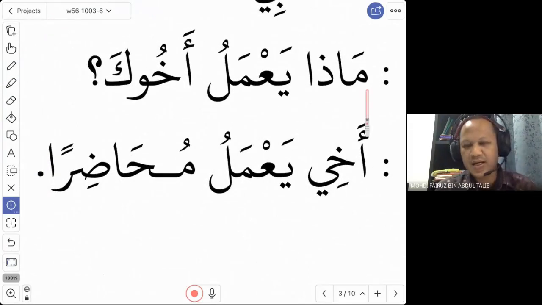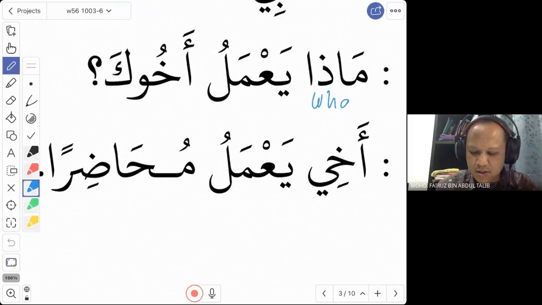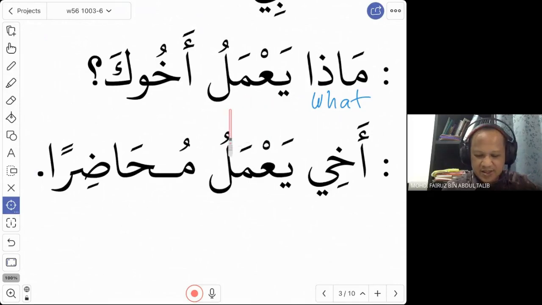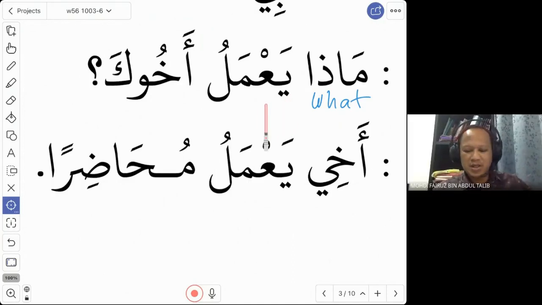Madha. And madha means what? Ya'malu, this is a word that we have learned in our text. Do you remember this word? In our lesson, it says hal ya'malu. Working, work, yes, working or work. Madha ya'malu akhuka. And what is akhuka? Can you guess the meaning? Your brother. Yes, good. So ka is your, akhu is brother. So we say akhuka. Madha ya'malu akhuka, what does your brother do?